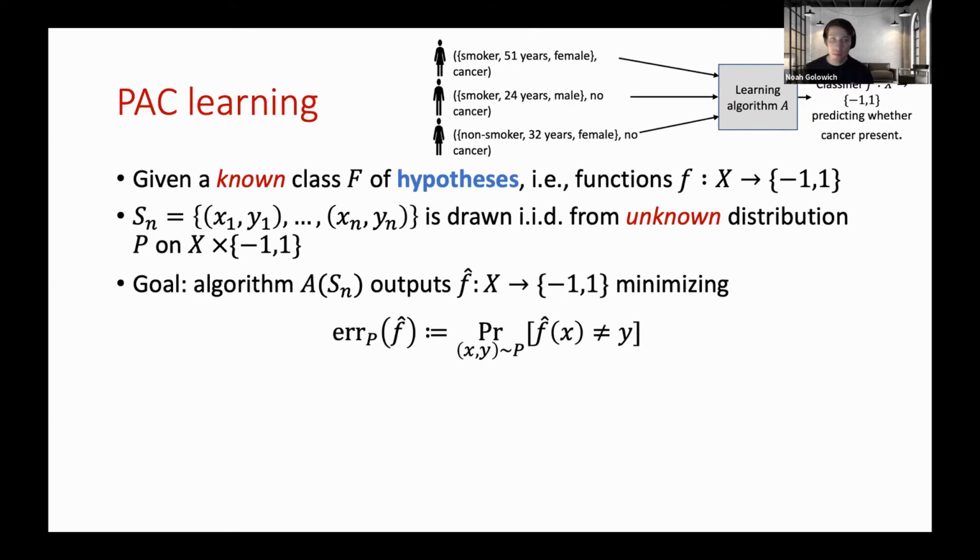And the goal in a PAC learning problem is to find an algorithm A, which again takes as input its data set Sn. And we want the algorithm A of Sn to output a hypothesis f hat from x to minus 1, 1, which minimizes the population error of f hat, denoted as error P of f hat, which is defined to be the probability for an example x, y drawn from P, of the misclassification error, namely the probability that f hat of x is not equal to y, where x, y is drawn from P.